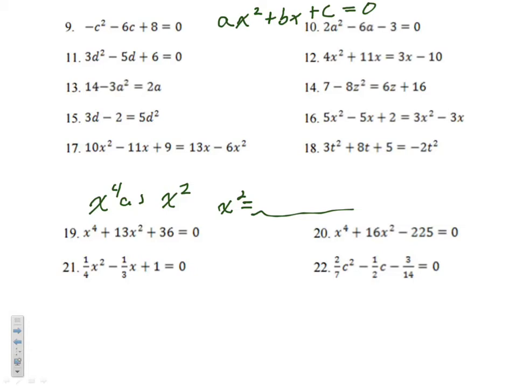And then there's also 21 and 22. You have fractions. Do we like fractions? The answer is no, we don't. So you should know what to do with them, okay?